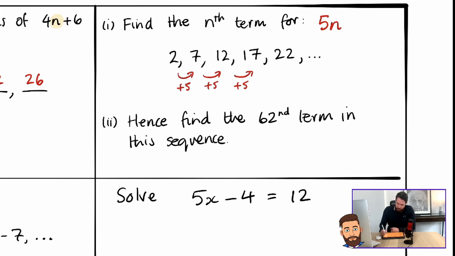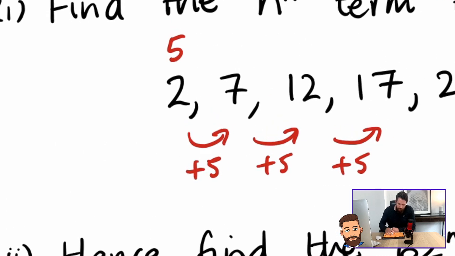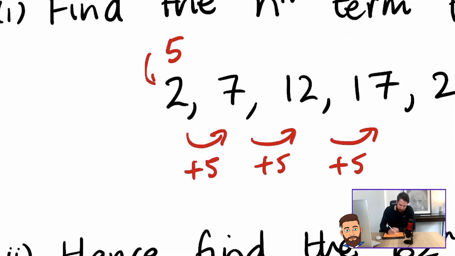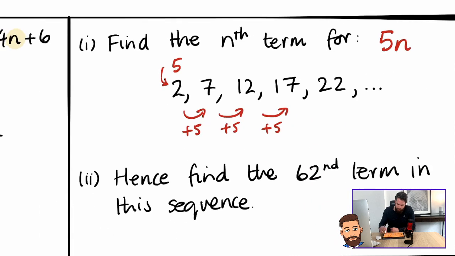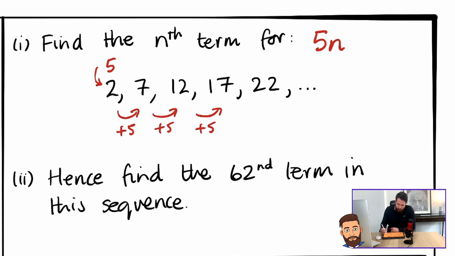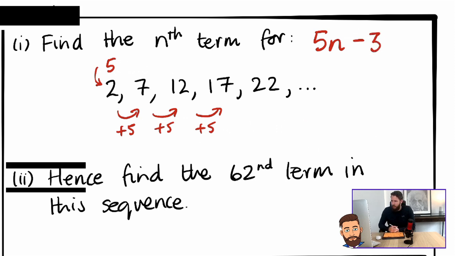We now need to work out what goes on the end of our nth term. So you simply write what it's going up by above the first term. So it's going up by 5, and then you check, how do I get from 5 to 2? Well, to get from 5 to 2, you have to take away 3. So our nth term is 5n minus 3, and you can always check if that works.